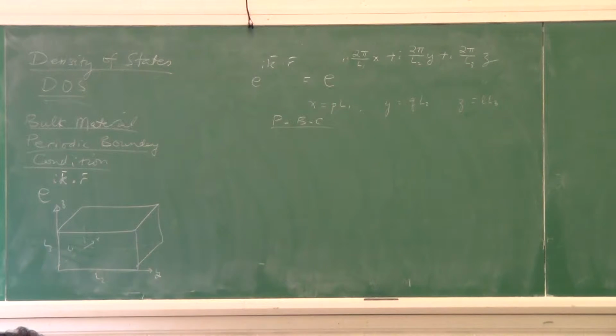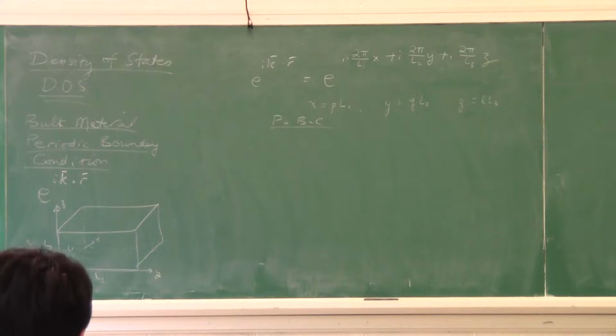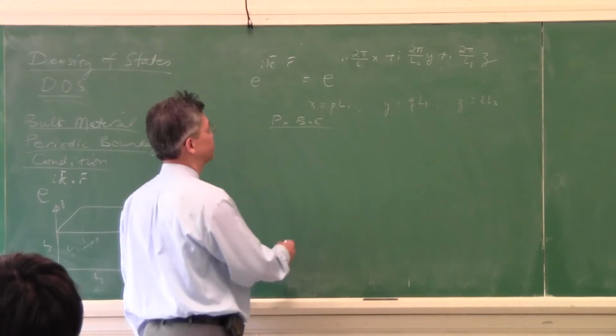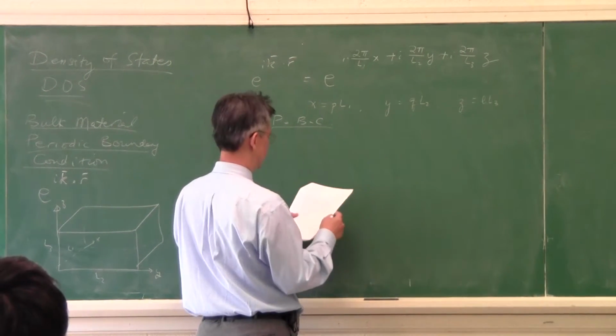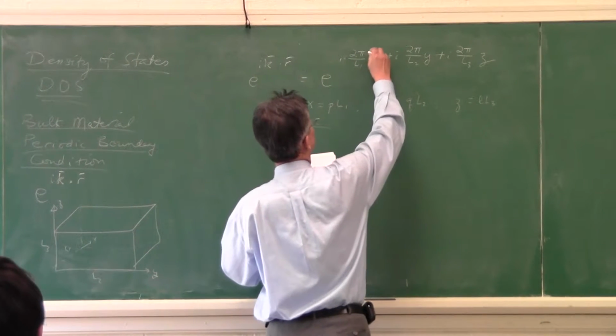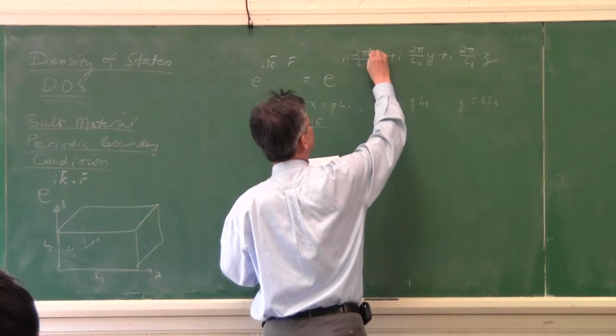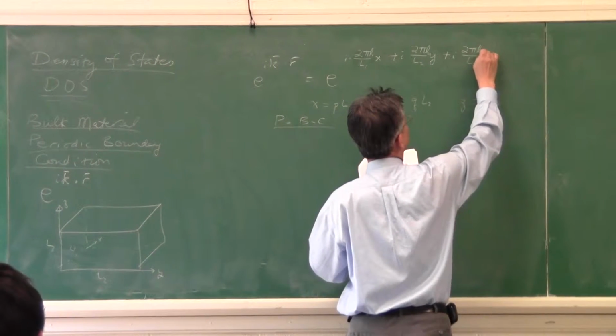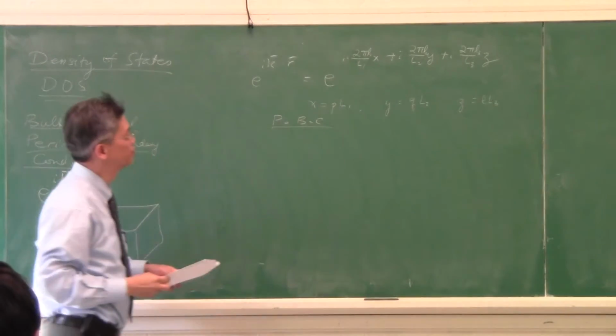Why do we like to use periodic boundary condition? The reason is because we can count the modes. Now we can count the wave modes in the box, even though there will still be infinitely many of them. This should be an l1, I think. I can have an integer here as well, l2, and then l3.